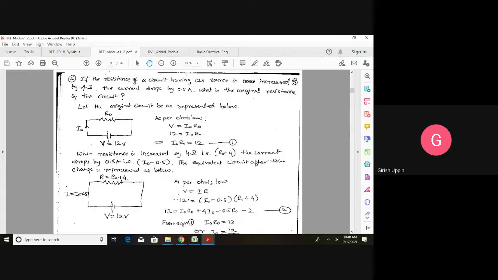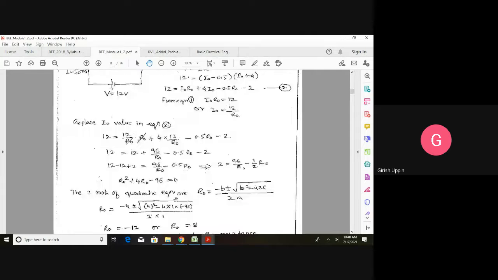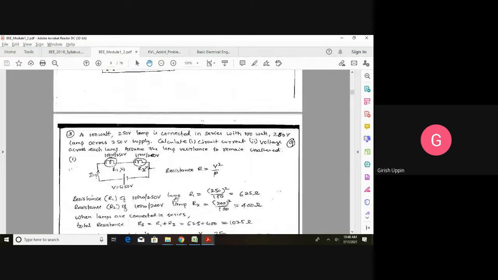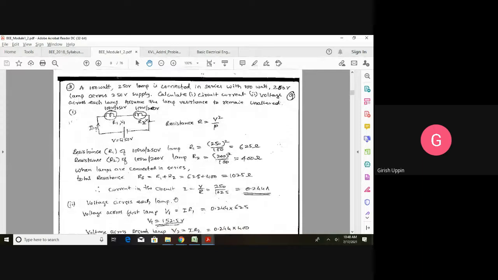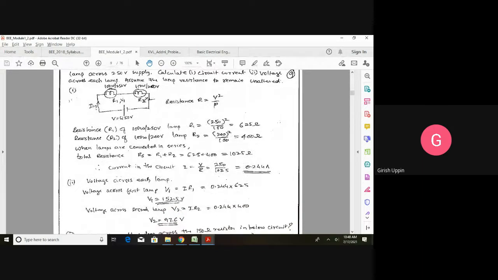Okay, this is a similar kind of problem. Here you get a quadratic equation. You have to solve the quadratic equation. This is also on similar lines.